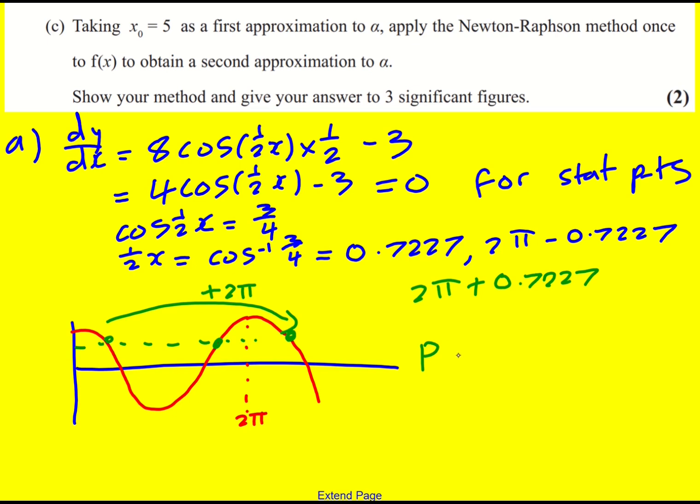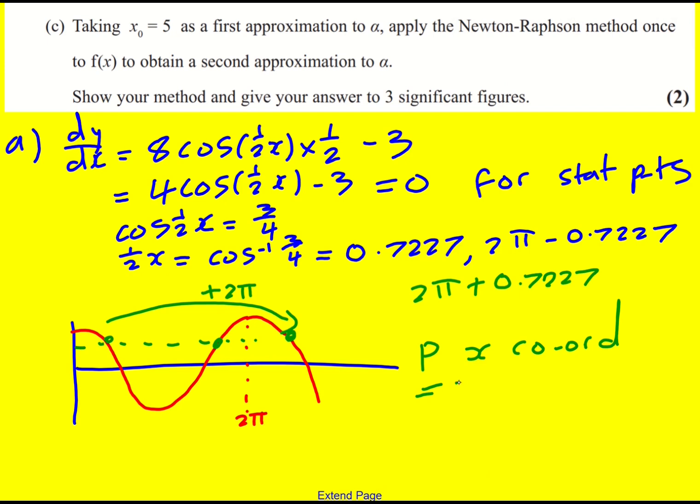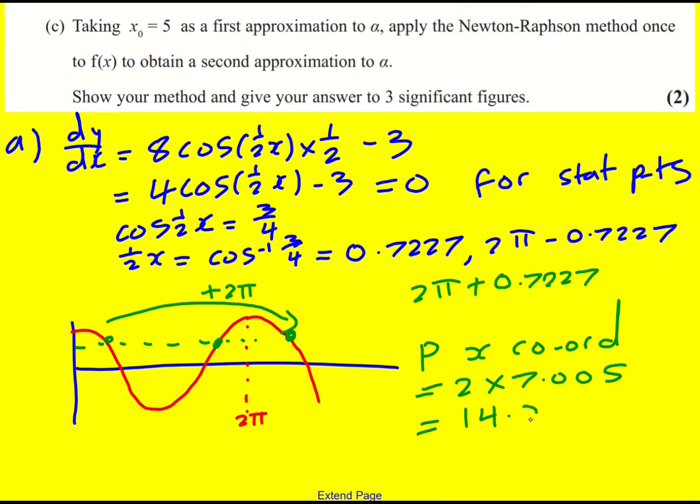So P's x coordinate is going to equal twice that. So I'll add 2 pi, 2 times 7.005, which is going to give 14.0, I think. 14.011. So 14.0. That's our x coordinate of P. Nice.